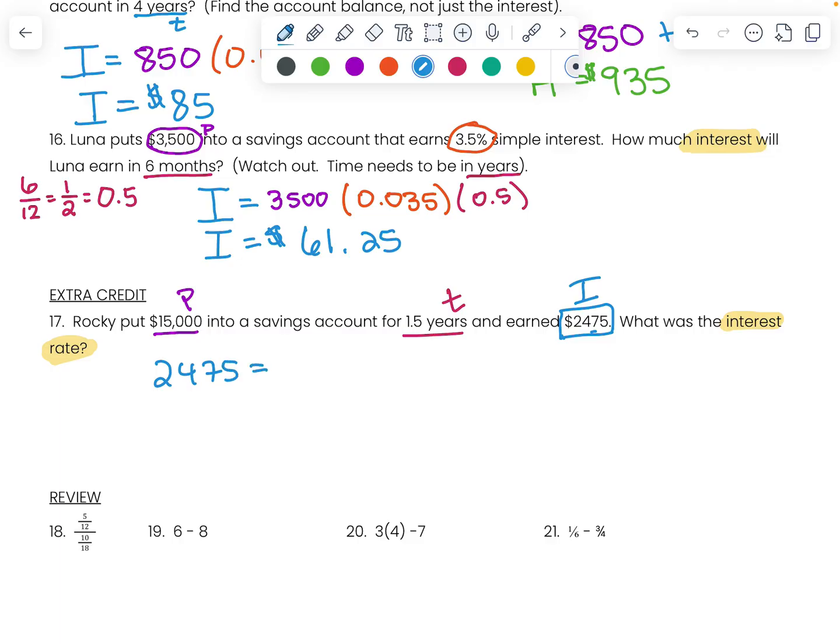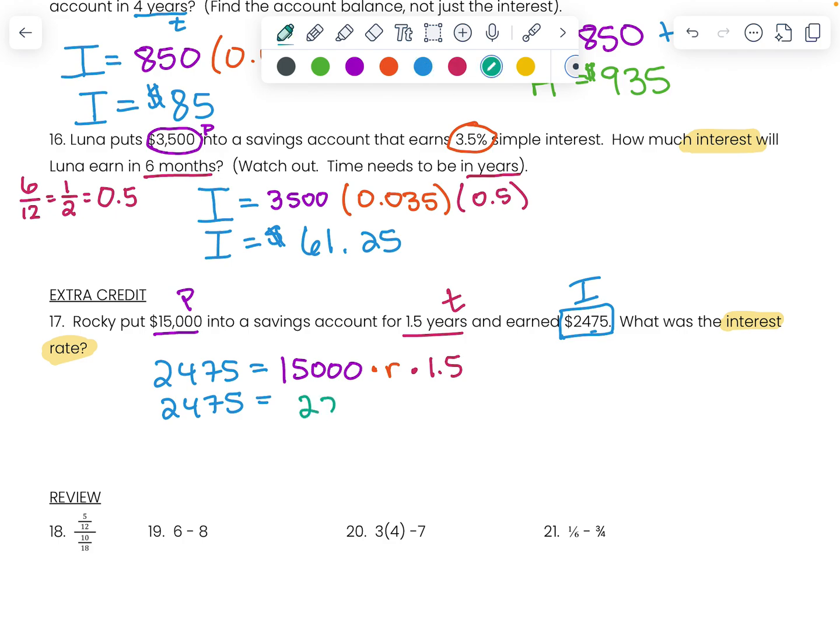So our interest was 2,475 equals, then we're going to do PERT, so we've got P, 15,000, and then it wants the rate, what color is the rate? Orange, times R, and then it wants times our time, which is 1.5. Okay, so we have multiplication. Remember, you can multiply in any order. So we're going to go ahead and multiply the 15,000 times the 1.5. So a year and a half.